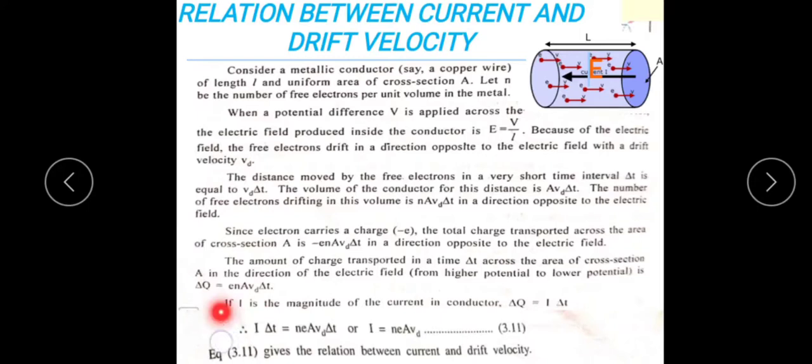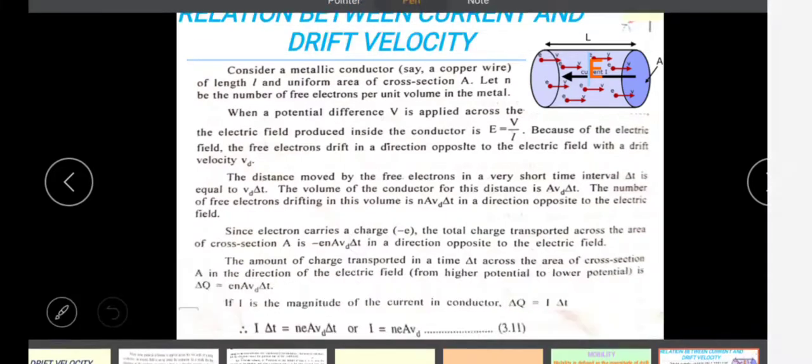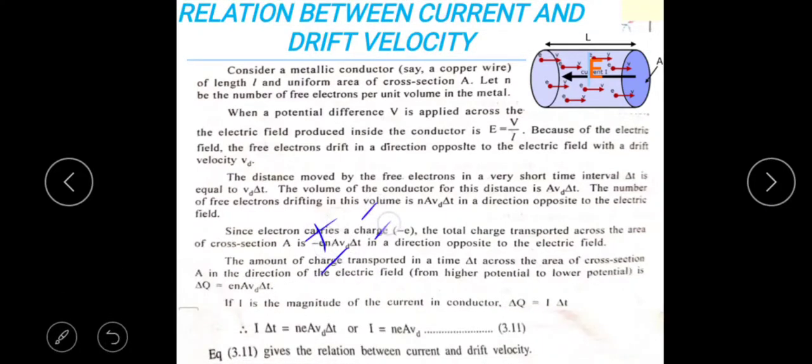Then we know that if I is the magnitude of the current in a conductor, the total charge is equal to I into delta t. This is from the definition of current: current is equal to the rate of flow of charge. Then Q is equal to I into t. Like this, we got this expression, delta Q is equal to I into delta t.